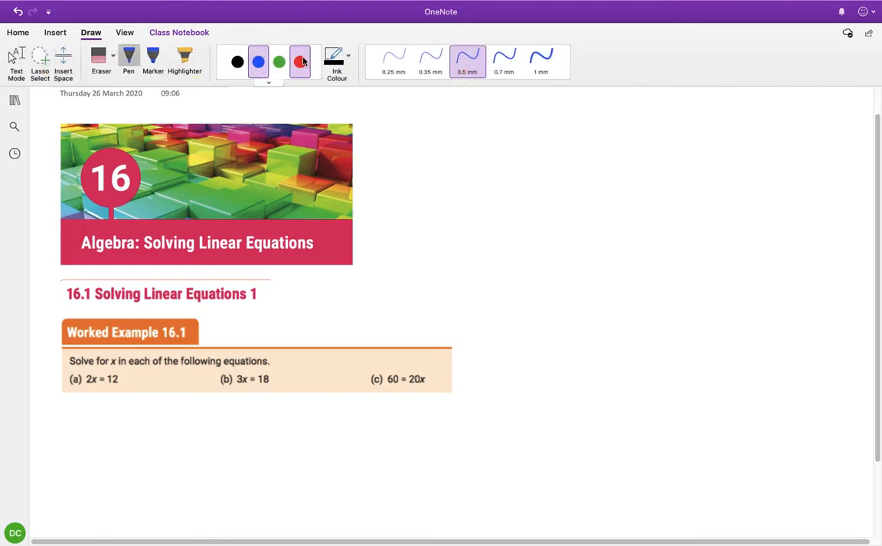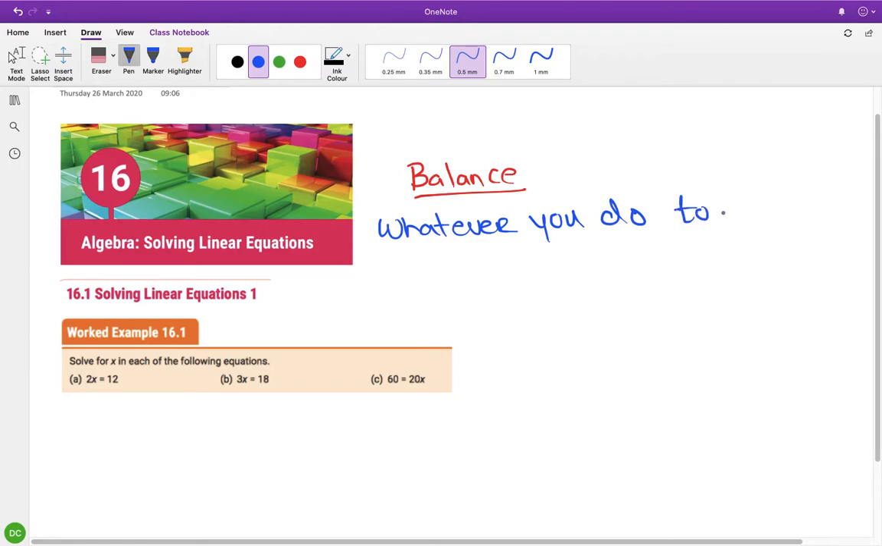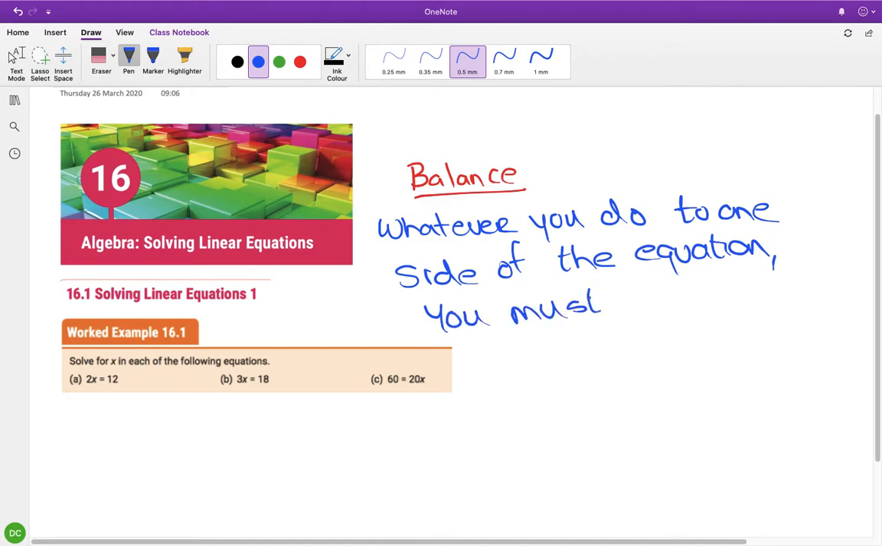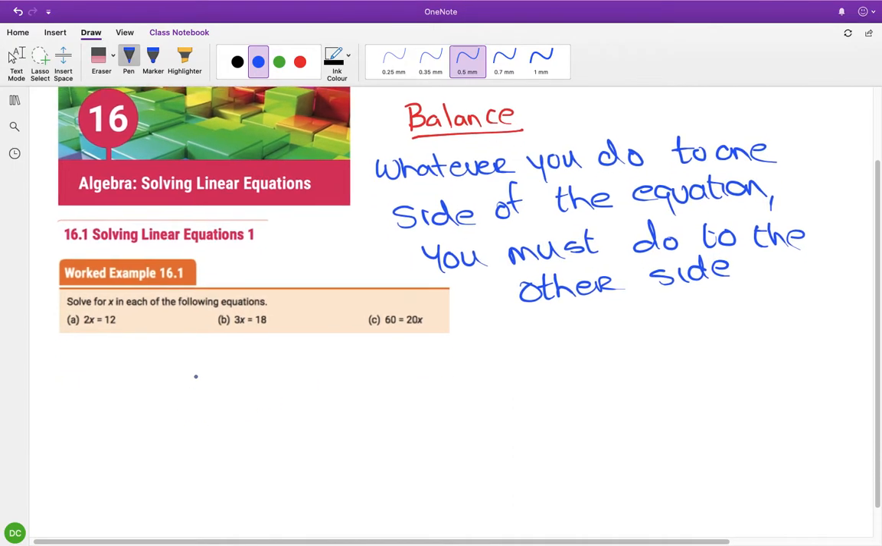Okay, so the general rule that you need to keep in your head when you're doing these is balance. The big thing I'll keep saying is, whatever you do to one side of the equation, you must do to the other side. Okay?